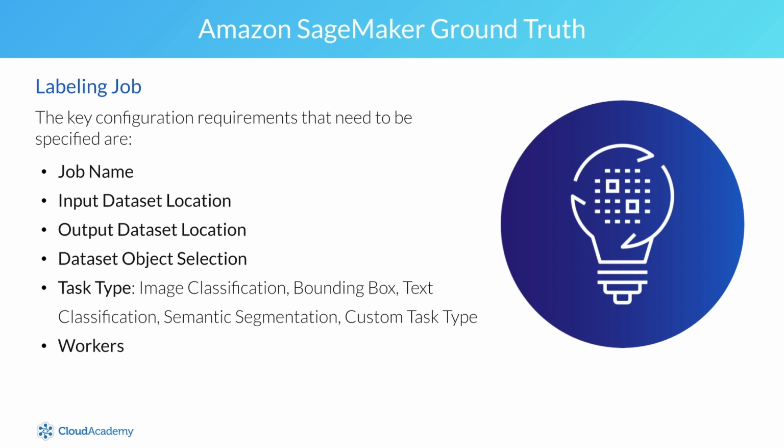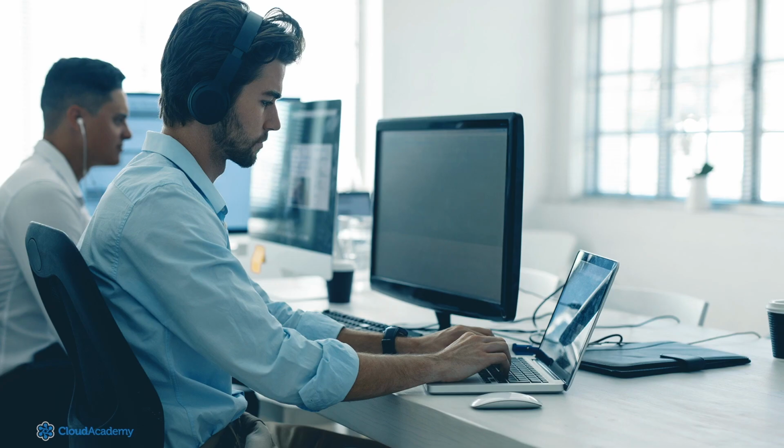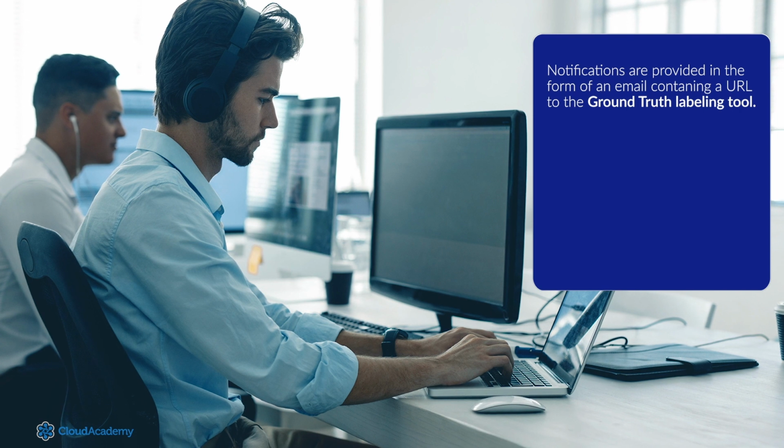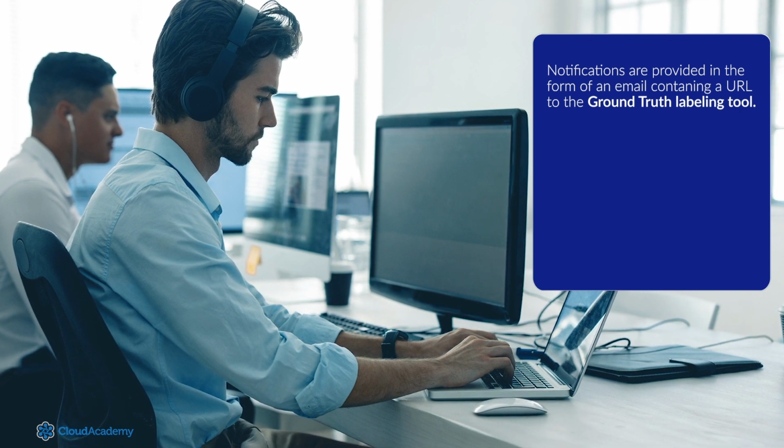Workers, and you can select the human workforce required to perform the job, and the bounding box labeling tool, where you configure the UI labeling tool that will be used by the workers, and this includes providing helper text in the form of instructions and guidance, etc. Okay, so now the labeling job has been created, the chosen workforce will be invited to begin the process of labeling. Notifications are provided in the form of an email containing a URL to the Ground Truth labeling tool.